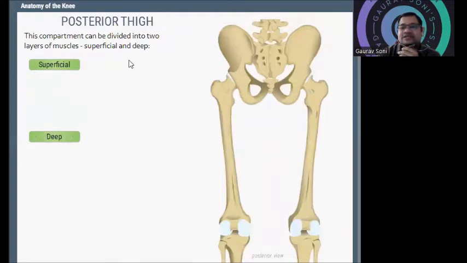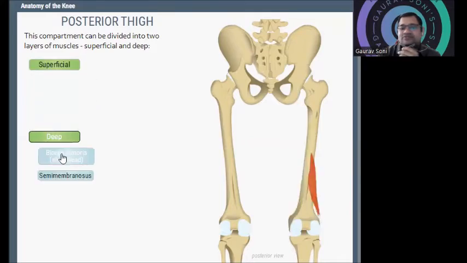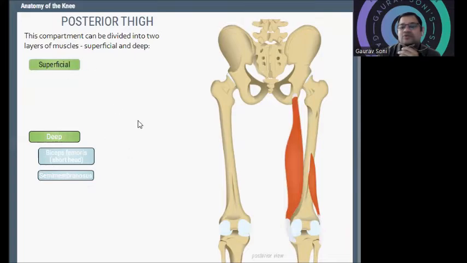Then on the posterior side, it is again divided into two compartments: superficial compartment having biceps femoris long head and semitendinosus. In the deeper compartment, there are biceps femoris short head and semimembranosus. This particular group of posterior thigh muscles is actually called hamstring muscles.